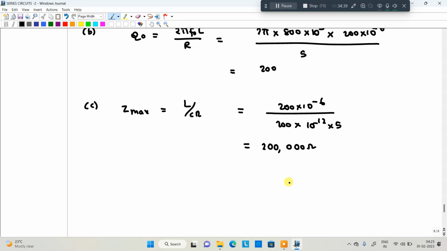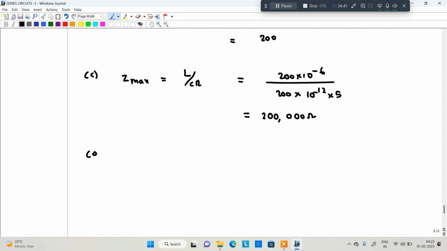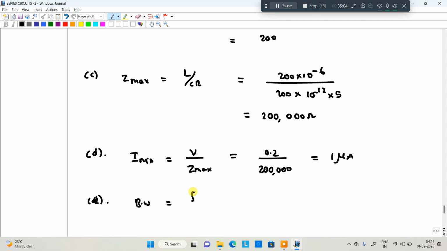After that, I minimum is equal to V by Z maximum. What is the voltage? 0.2 by what is the Z maximum? 2000. So that is 1 microampere. At the last, they are asking for bandwidth. Bandwidth is equal to F naught divided by Q naught. What is F naught? 800. Q naught is 200. You will get 4 kilohertz.